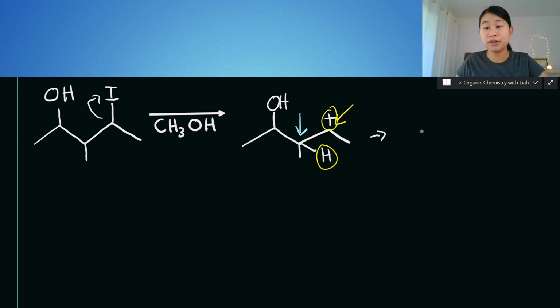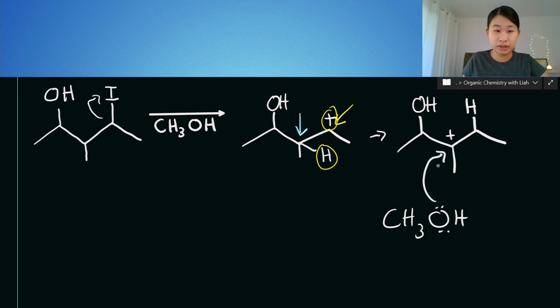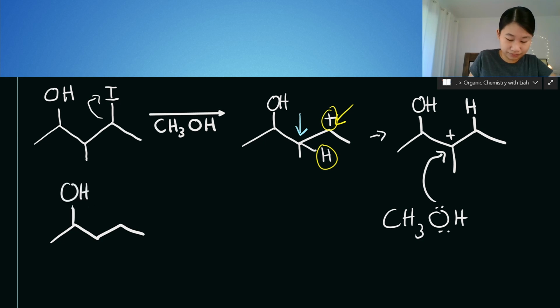So what we should have is this molecule over here. We'll put the hydrogen here, and we'll put the positive charge here. Now that we have the most stable carbocation that we can have in this molecule, the nucleophile will go ahead and attack. The nucleophilic atom is going to be the oxygen, and we are going to produce this molecule.